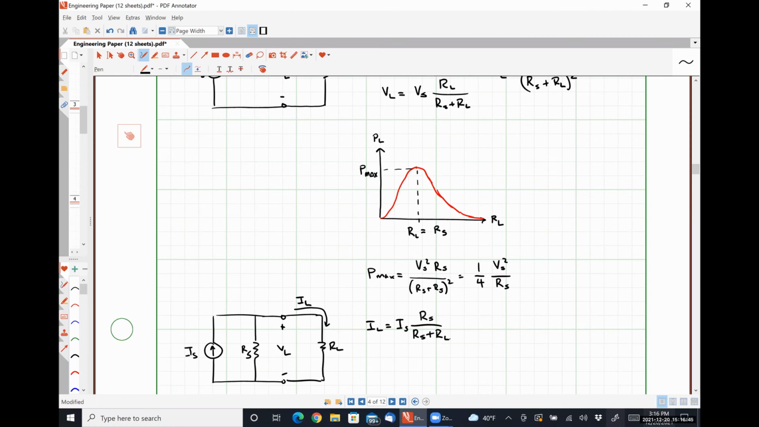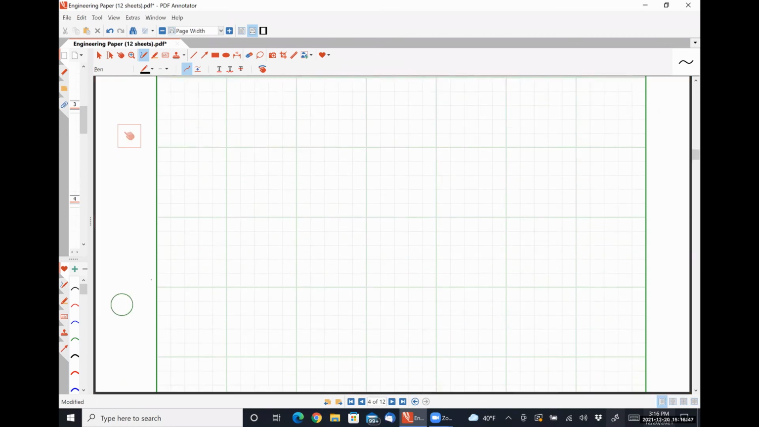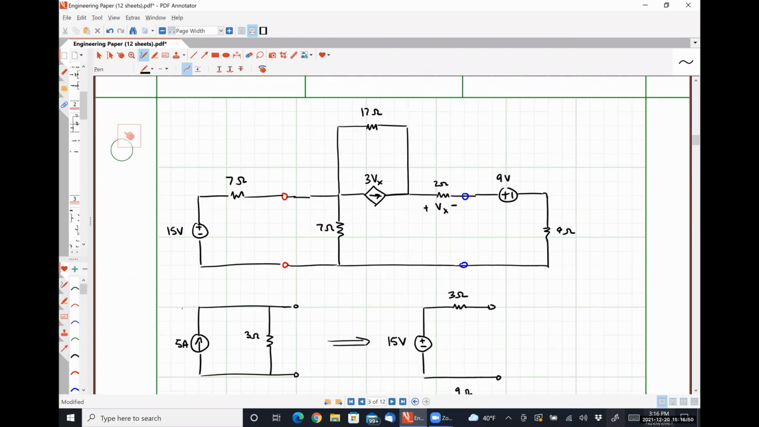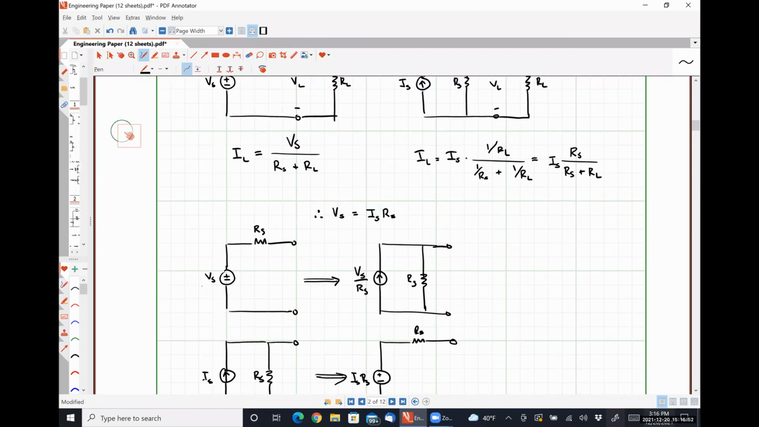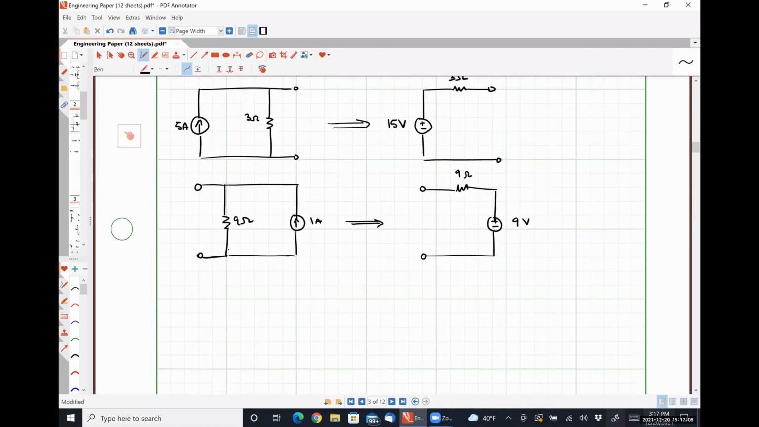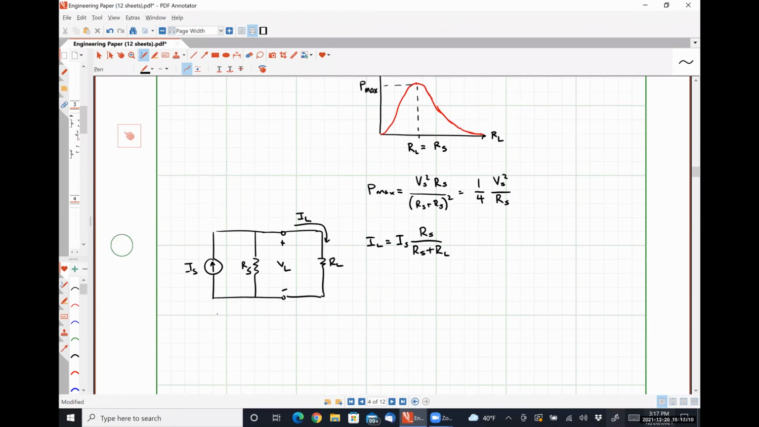This is the result of algebraic manipulation of our normal current division equation. I just wanted to show you where it was coming from. VL would just be Is times Rs and RL in parallel.